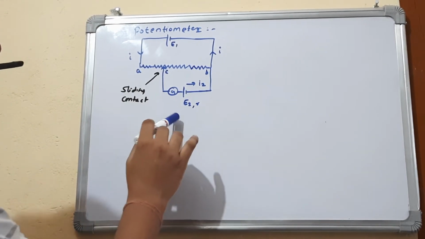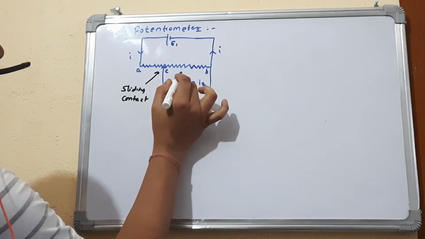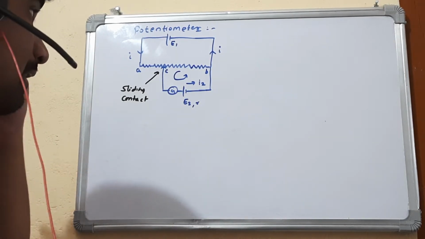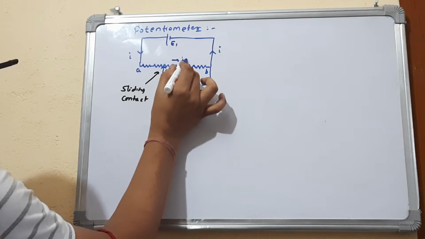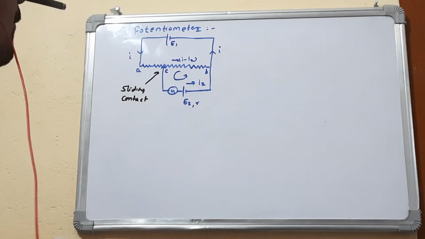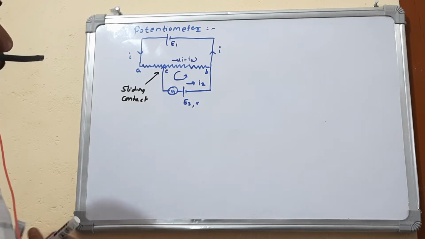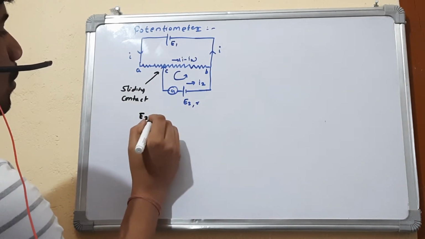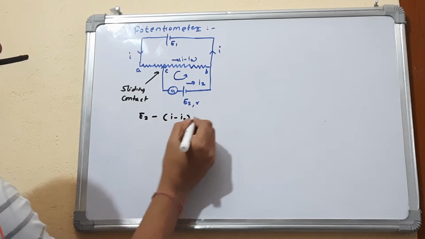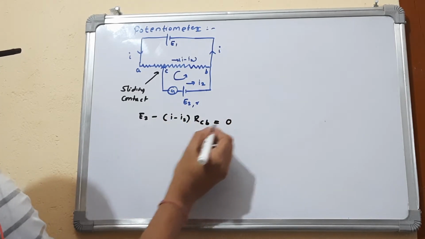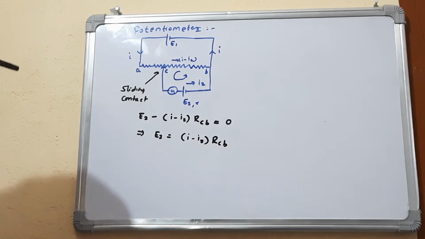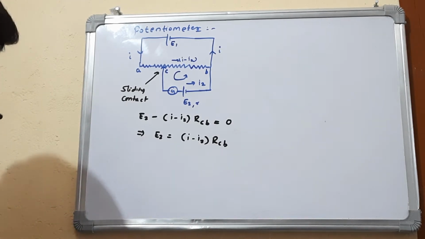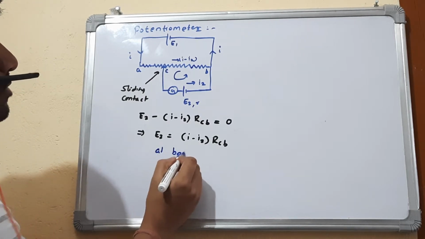Normally, if I need to write a KVL for this loop, you see I is the current coming till here, and my I2 is going down, so this will be I minus I2 here. If I write a KVL, it looks like E2 minus (I minus I2) into the resistance between C and B, RCB. So E2 will be equal to (I minus I2) into RCB, correct? Now, see. So at the balanced point, what happens?